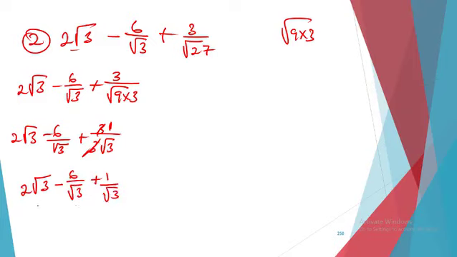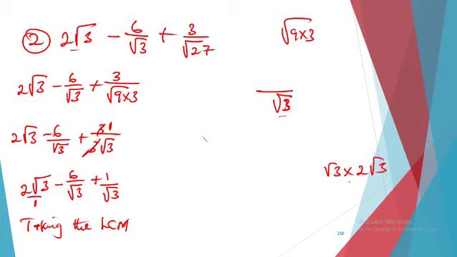We then take the LCM of the denominator. Remember, this is over 1. So taking the LCM of the denominator, we have our LCM to be what? Root 3. So 1 into root 3 will give us root 3, right? And then root 3 times 2 root 3 will give us what? Let me say it again. This is 1 into root 3 will give us this root 3, and root 3 times 2 root 3, what do we have?